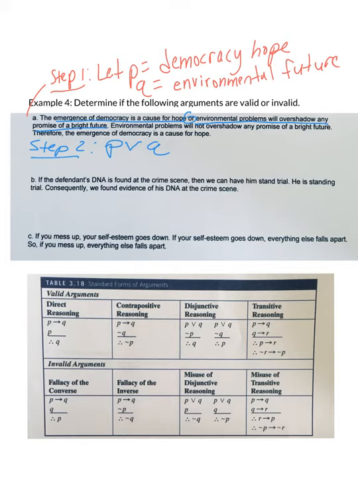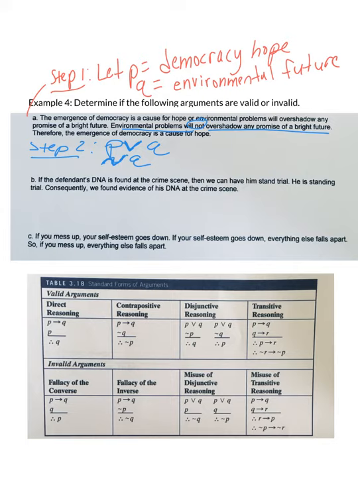The second sentence, which I'll put below the first line, is environmental problems will not overshadow any promise of a bright future. So not means we need the negation squiggle. Environmental problems was Q. So that's not Q, negation Q. And I know my handwriting is extra bad because there's little space to write. I promise this right here is supposed to be that squiggle tilde.